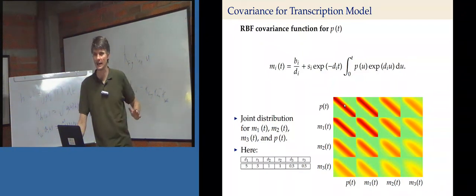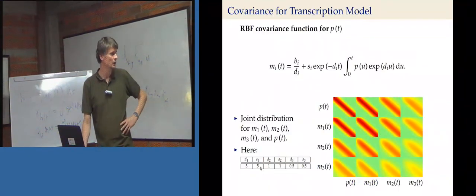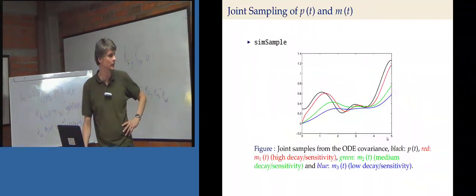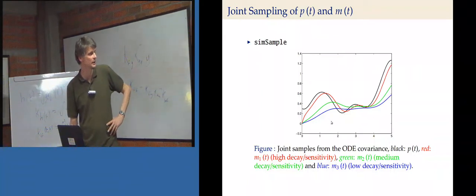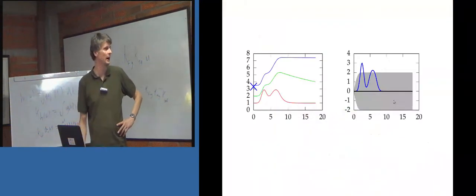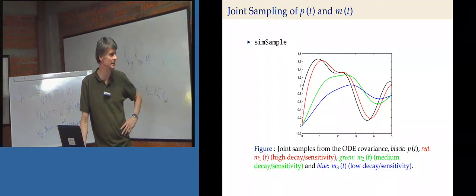Because in this domain it's saying, you're pretty much the same as this because your decay and sensitivity are high. The other ones have lower decays and lower sensitivities, and they become a bit more diffuse. So again, we can look at samples. In this case, the sample, the black is the protein, the red is the high decay, high sensitivity, which looks very similar. The green is medium decay, the blue low decay. So you get them following in a different way. Now, there's some other samples, same parameters, same thing happens.